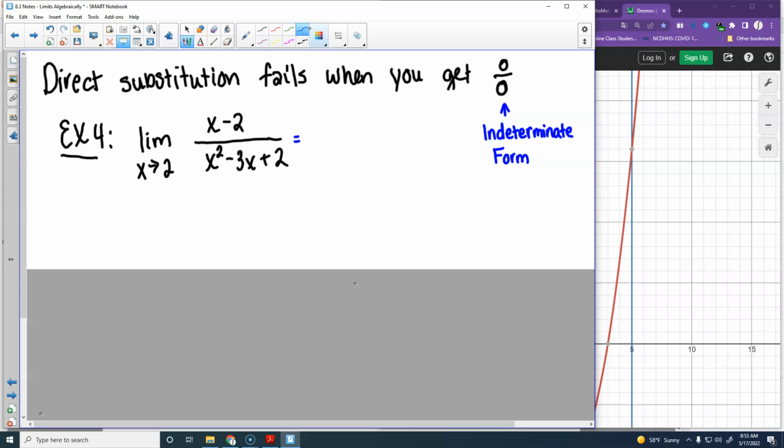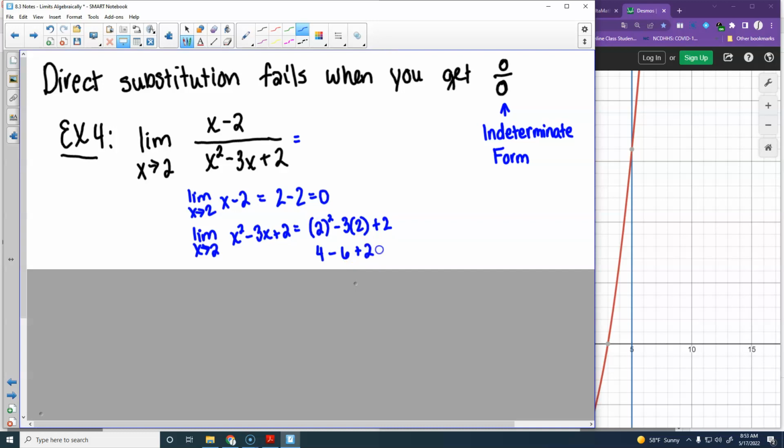So if I were really being precise, I should do the limit. I should do it this way. Limit as x approaches 2 of x minus 2. Do the limit of the top, which is 2 minus 2, which equals 0. And then I should do the limit as x approaches 2 of the denominator, x squared minus 3x plus 2. I should do these separately and say that's 2 squared minus 3 times 2 plus 2, which is 4 minus 6 plus 2, which equals 0, to show that those both equal 0.